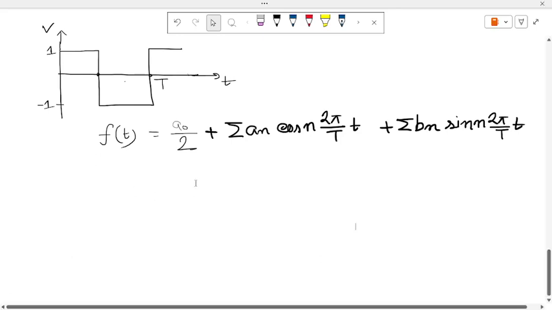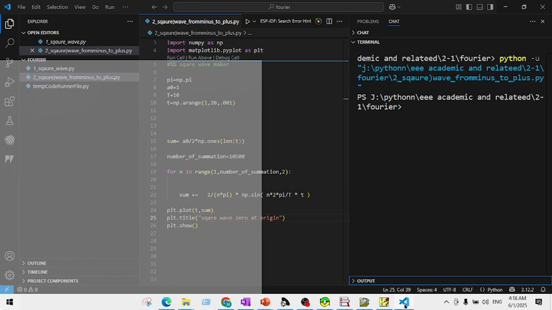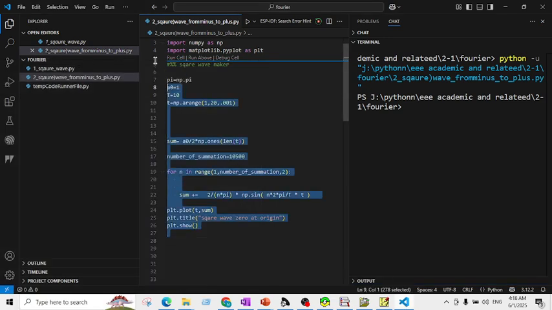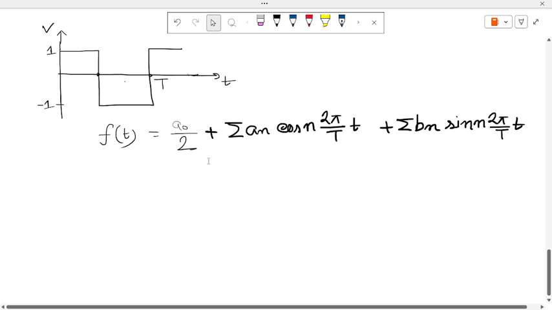Okay, so in this video we will find the equation of this series using the Fourier series expansion, and at the end of the video we will check whether our answer is right or wrong using this Python code. Okay, so let's start. Let's do this mathematically.